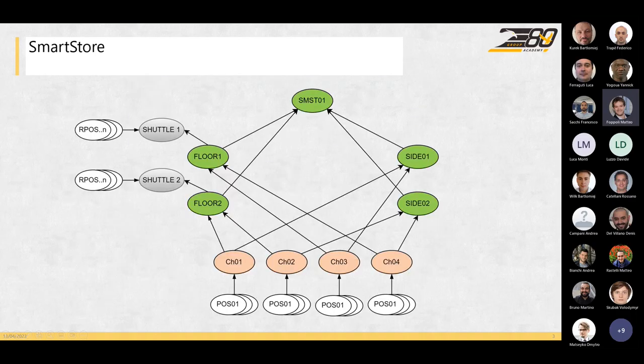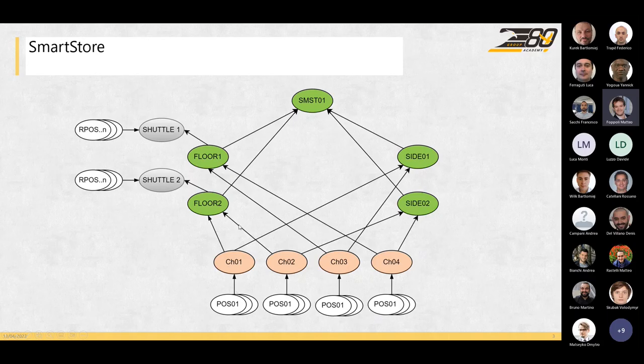First of all, we see the structure for the SmartStore. As you can see, we should create a group for floor and side. Here we have floor 1 and floor 2. In this case, it is a SmartStore with just 2 floors, to make the diagram less complicated, and 4 channels. As you see, the channels are connected to both side and floor. In this case, we also have positions for each channel.